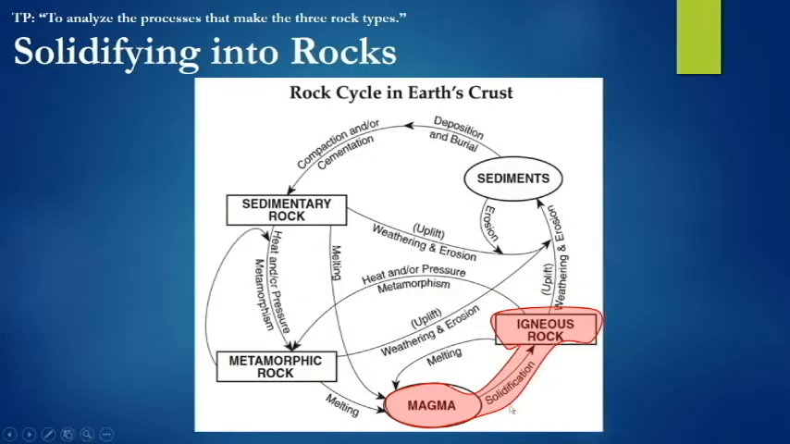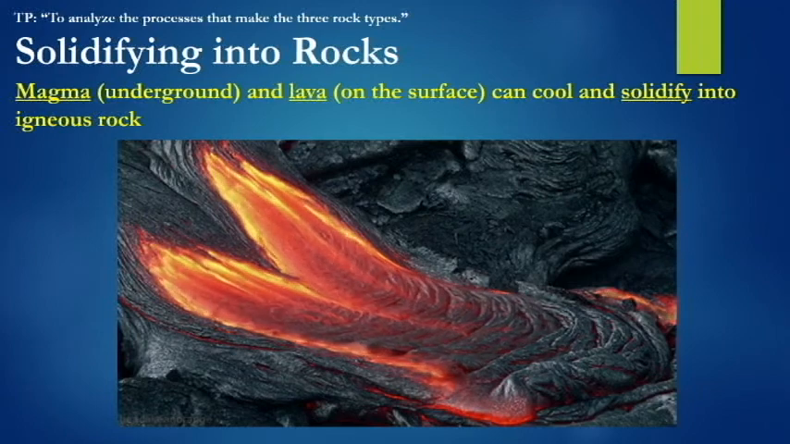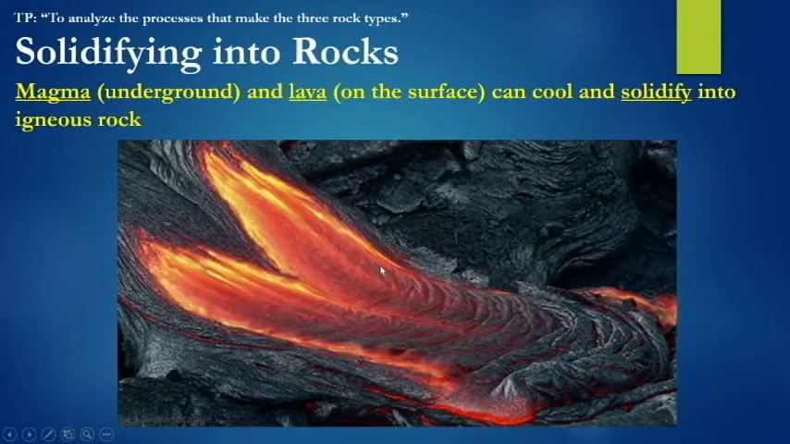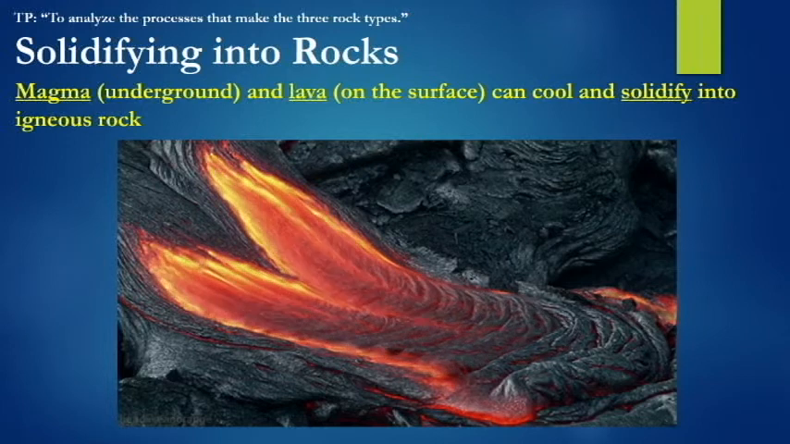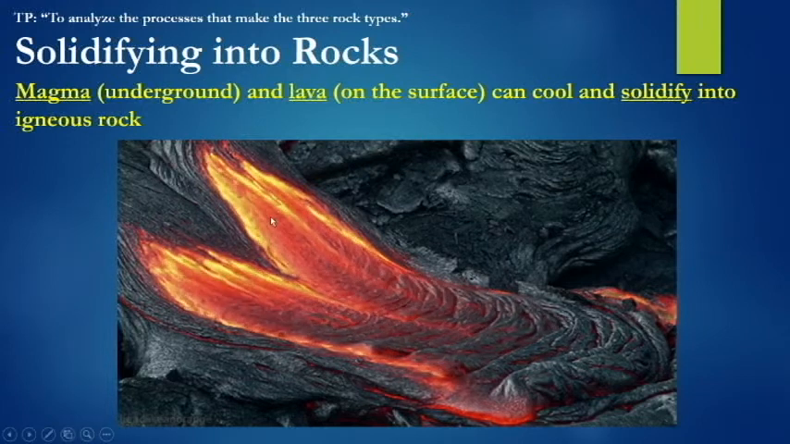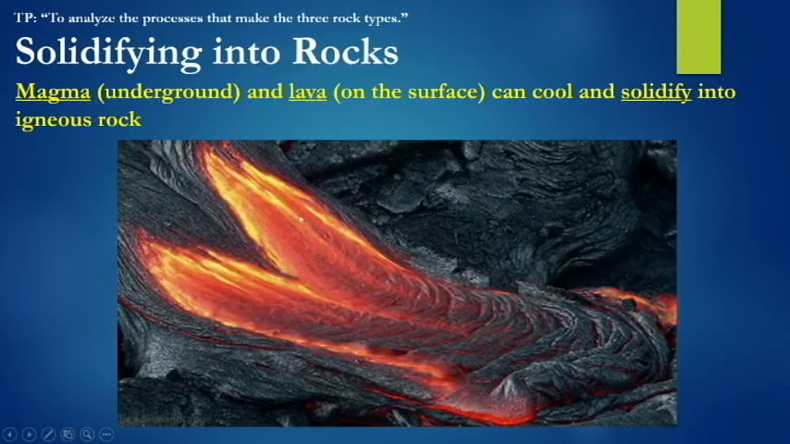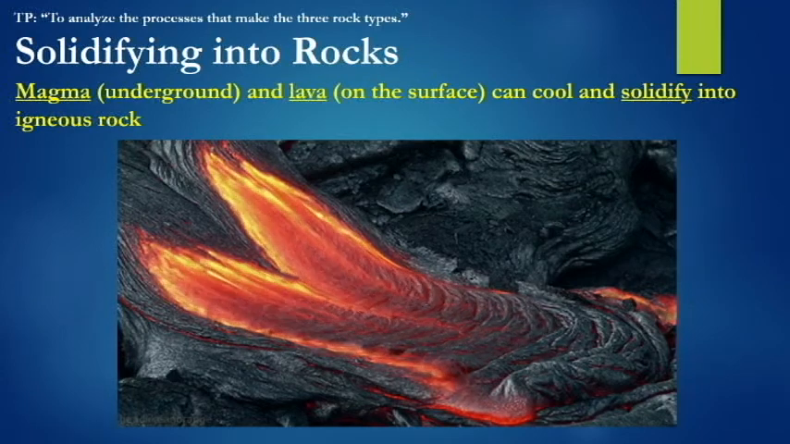Okay? Now, through solidification, you can see here on this chart, magma will solidify by being cooled down, and it will become an igneous rock. So magma, which is underground, or lava on the surface, here we have some really nice lava, can cool and solidify. The word we're looking for there is solidify into an igneous rock. You can even see how the color changes as it's cooled. It's white hot over here, and as it cools down, it becomes more dark. At least these igneous rocks are dark in color.